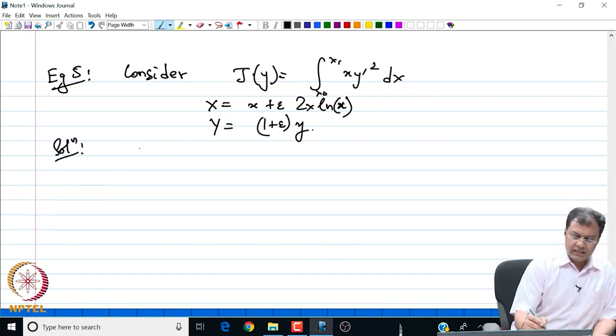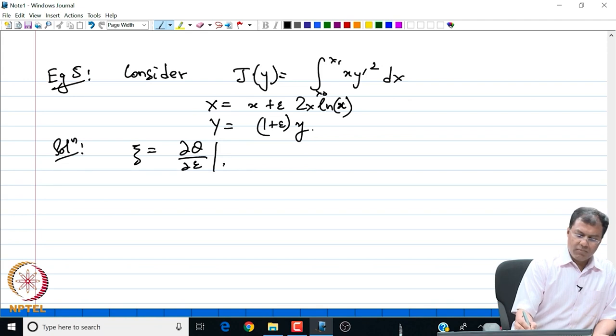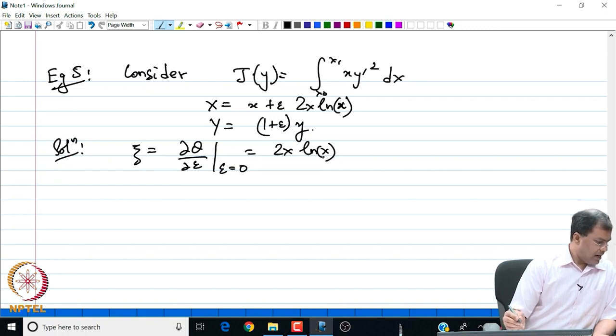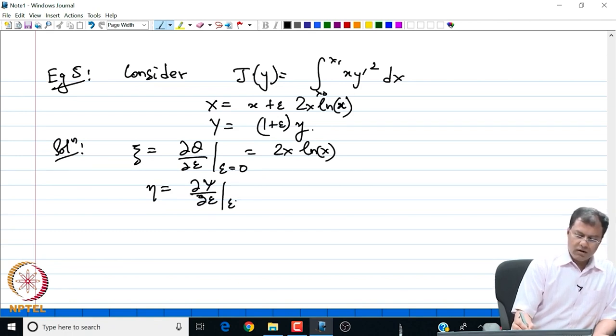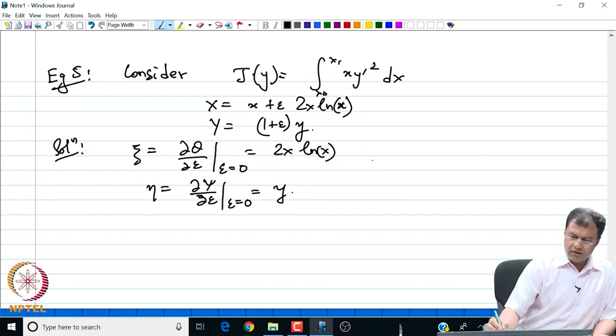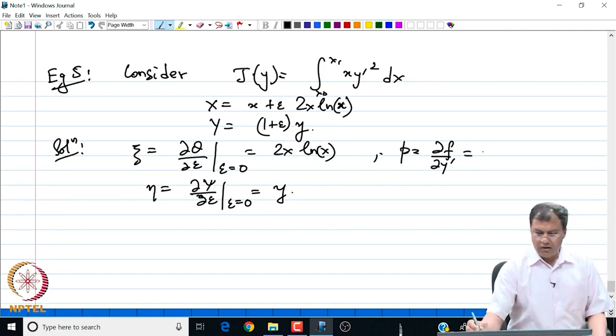Which means my infinitesimal generators: my xi is the derivative of theta with respect to epsilon, putting epsilon equal to 0, and that gives me 2 x log x. And my eta is the derivative of psi with respect to epsilon, setting epsilon equal to 0, which is also equal to y. Okay, fine. So, we have our infinitesimal generators, and further my p, which is del f del y prime, is also equal to 2 x y prime.